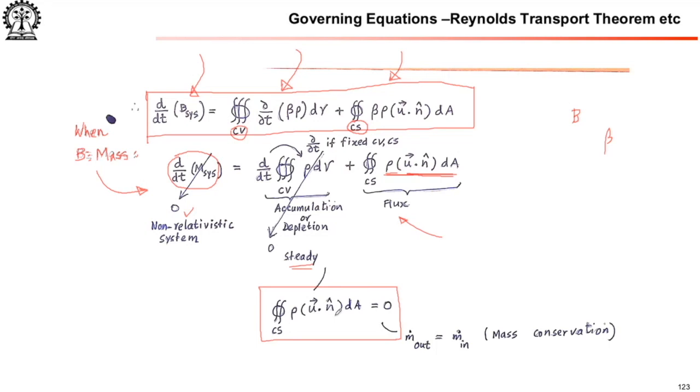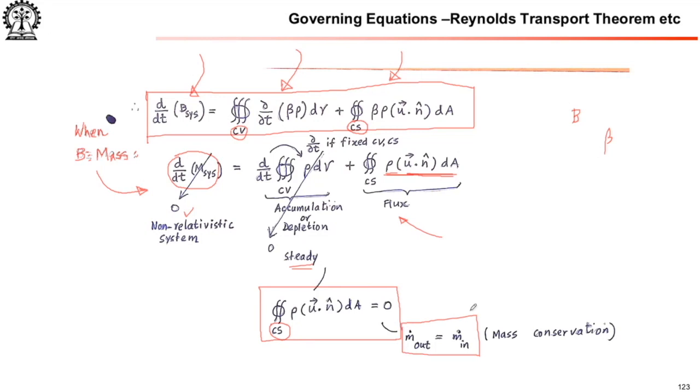And the overall integral, when done over the control surface, will give you what is going out minus whatever is going in. Now, if the left-hand terms are zero, then all we get is m dot out is equal to m dot in.